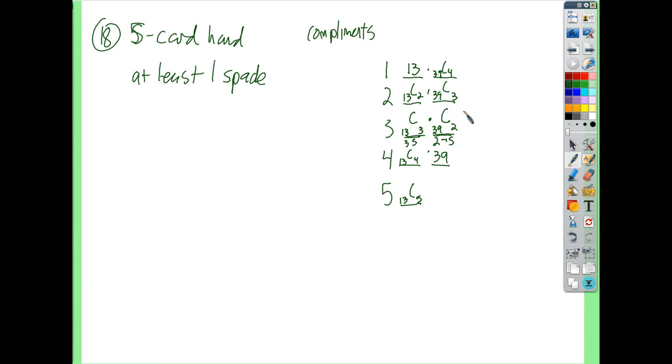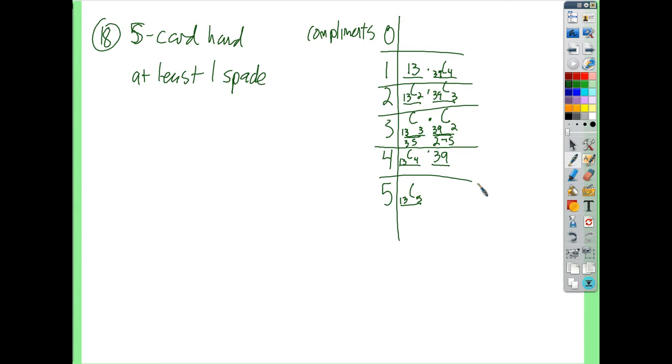Right? So that is the complement. 0 spades is the complement to at least 1 spade. Either you get 1, 2, 3, 4, 5, or 0, and that's everything, right? Any hand you pick at random will fit in one of these. Can you think of any hand that wouldn't fit in those? Either it's got 1 through 5, or it's got no spades.